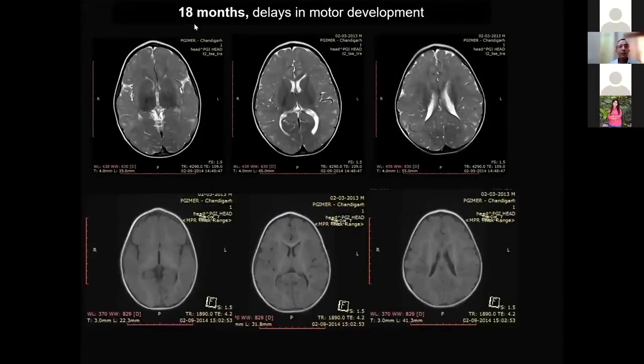Another patient with delay in motor development. Again, the changes are bilateral symmetrical. Changes are less pronounced and they are almost isointense on the T1 weighted images. The same MRI characteristics point towards hypomyelinating disorders.